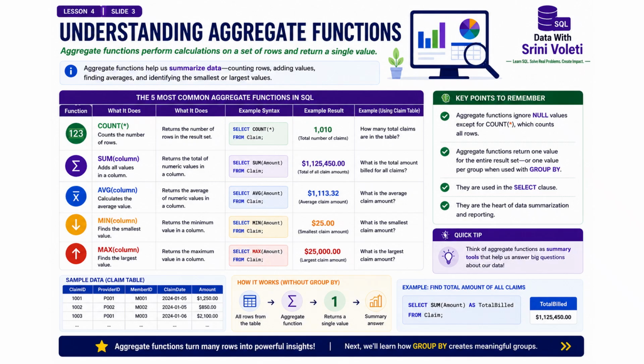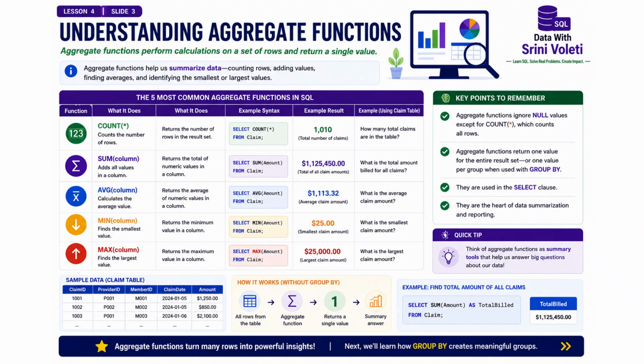Next function is average. AVG stands for average. AVG calculates the average value in a numeric column. For example, what is the average insurance claim amount? Instead of calculating it yourself, SQL performs the calculation automatically.